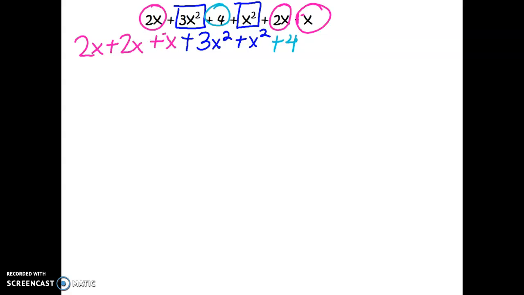So I'm going to combine my 2x plus 2x plus negative 1x. 2 plus 2 is 4, plus negative 1 gives me 3x. Then I have my 3x squared plus another x squared, so I have 4x squared. I'm not doing anything with my exponents, they just stay the same. And plus 4. So we're done with this problem. I cannot combine any further.